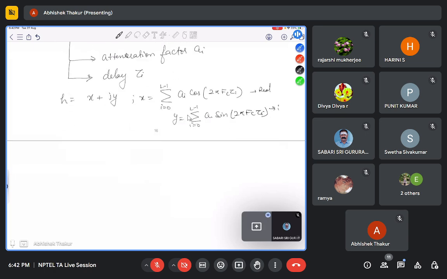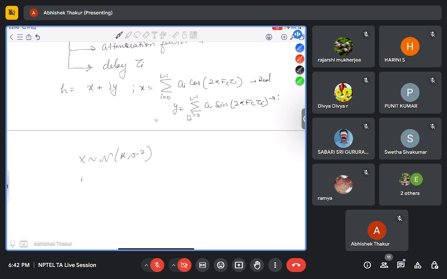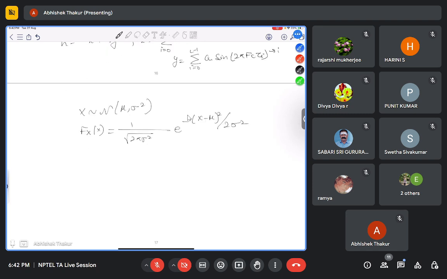So now let's assume x and y to be Gaussian distributed. For the Gaussian distribution, let's suppose x is Gaussian with mean mu and variance sigma square. So this can be written as 1 by root of 2 pi sigma square e to the power of minus, we can write like this.